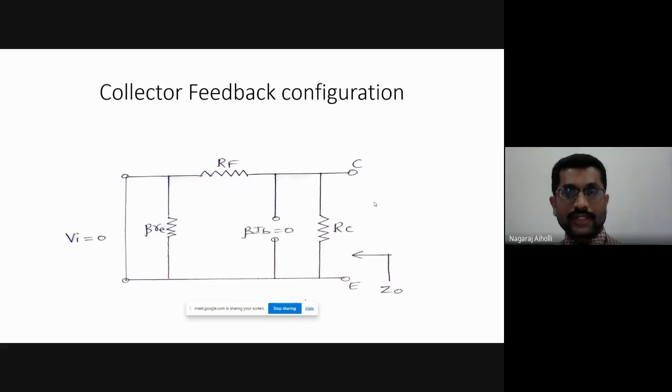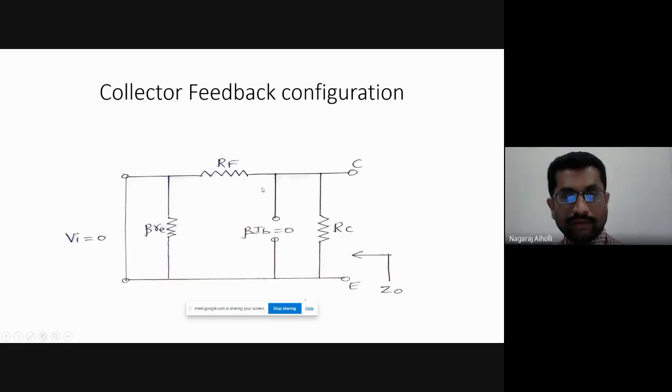What will be the output impedance? This is the collector terminal, right? Here it is a node, and RF is connected to this node. We are looking in between the collector node and the emitter node. So if we look between one end at the collector and another end at the emitter, then what will be the output impedance? Z0 is the parallel combination of RF and RC, correct?